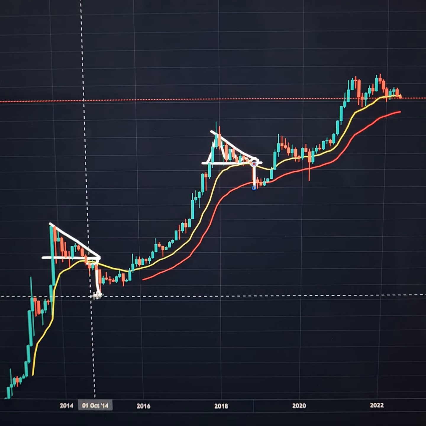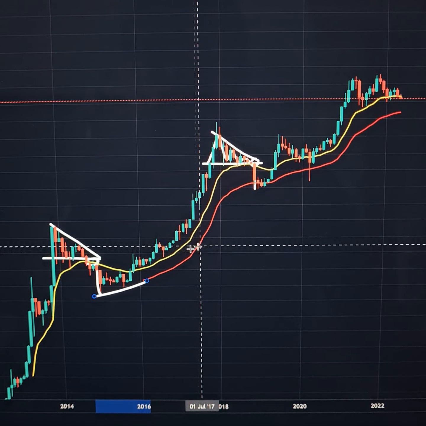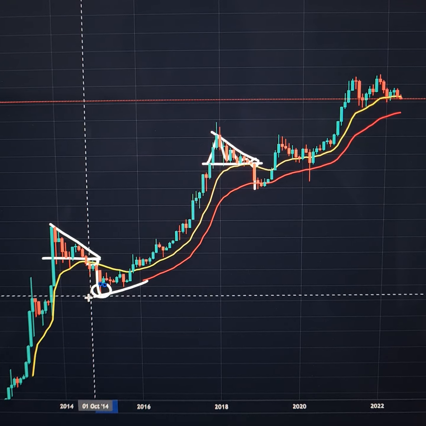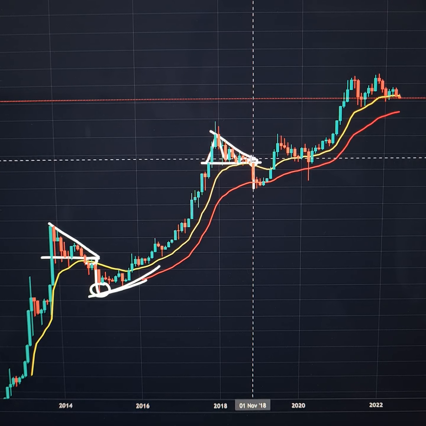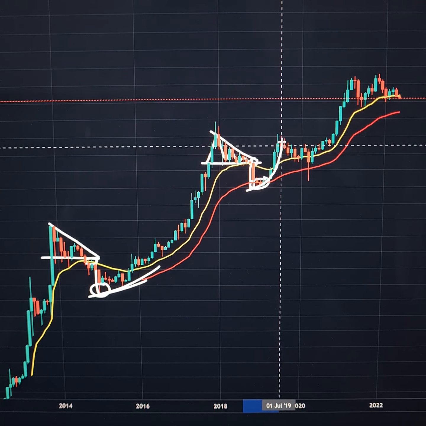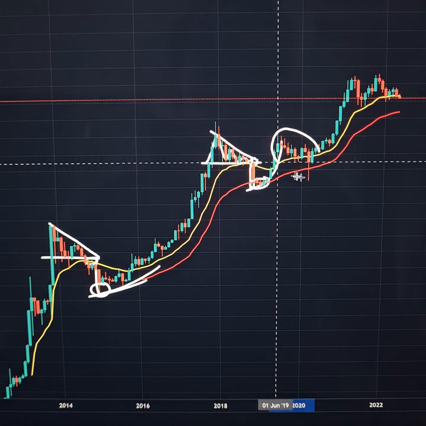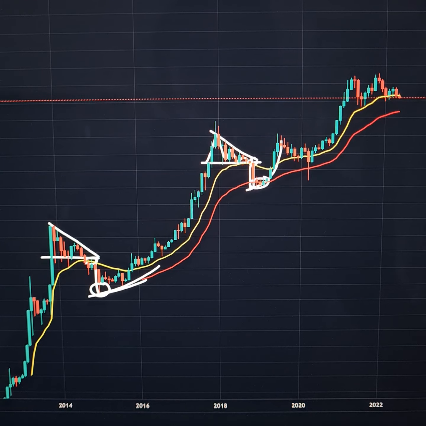But where did we find support again? If you see here, this is where this red line would have been. This is the 55 EMA. We found support there, and that's when the bull market continued. And again, in 2018, we crashed, and we found support on this red line, and this is where the bull market continued. This area here is Corona, so it's a bit of a black swan event, so I'm not going to dive too much into that.